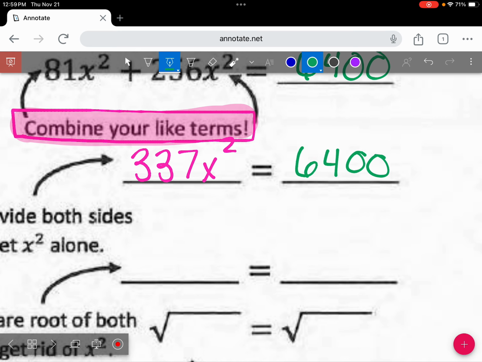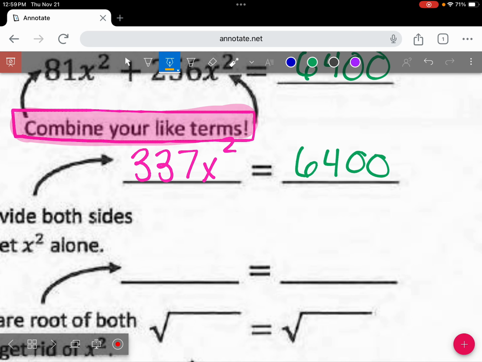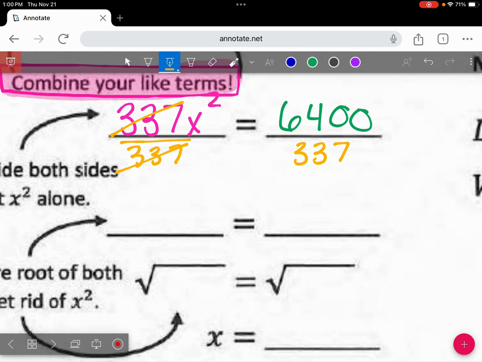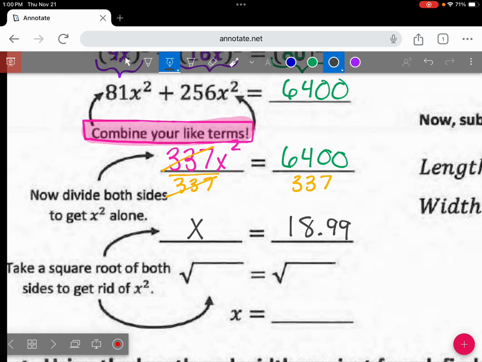So now I want to get my x squared by itself. So what are we going to do? Super close. I want to divide both sides by 337 to get this side to cancel out. So just be careful when you're putting in the calculator, because I need my 6,400 divided by the 337. I'm going to keep 2 decimal places. 18.99 equals our x squared.